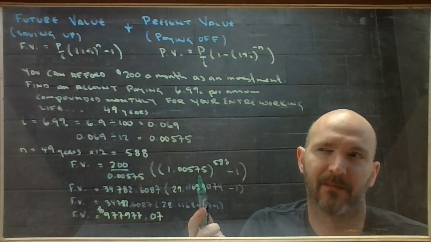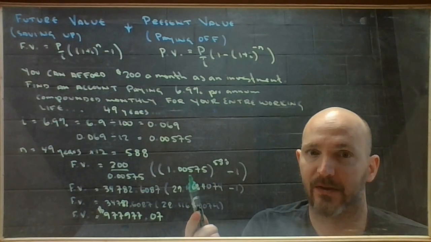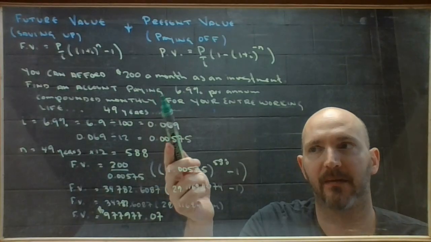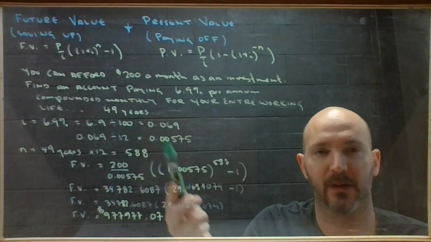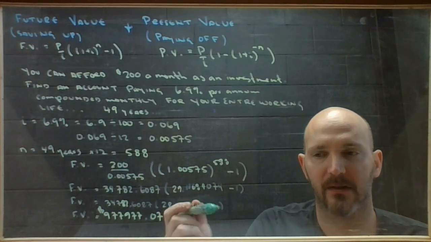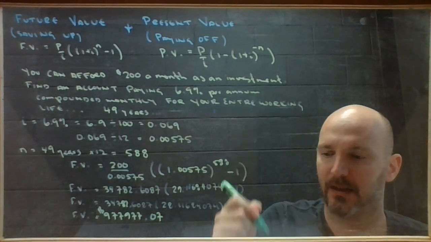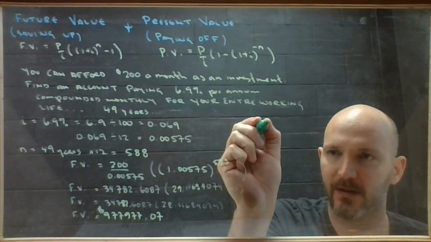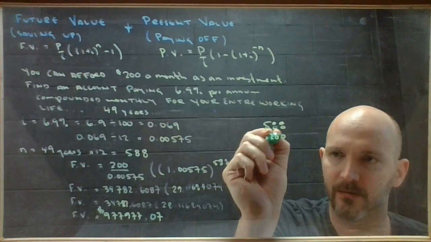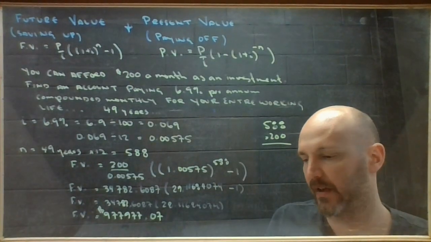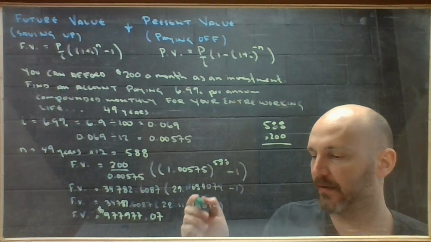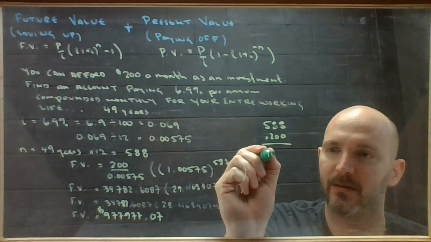So the critical question here: if you put $200 a month in every month for 49 years, how much money did you put in to get this? So just quickly, it was 588 payments of $200. So if I run that, 588 times 200, I end up with $117,600.